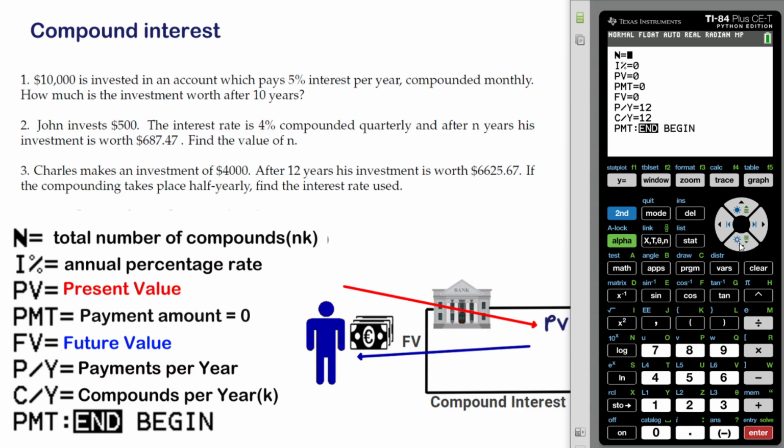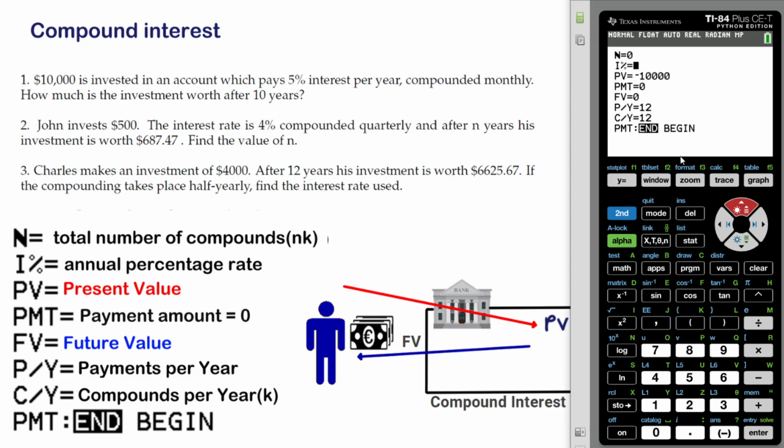So the investment is $10,000. So that's going to be the PV, present value. And because I'm paying that money into the bank from my money, I'm going to put that as minus 10,000. Okay, now in these questions, the payments are going to be 0. There's no extra payments going into the bank every month or whatever. So that's always going to be 0 for compound interest.